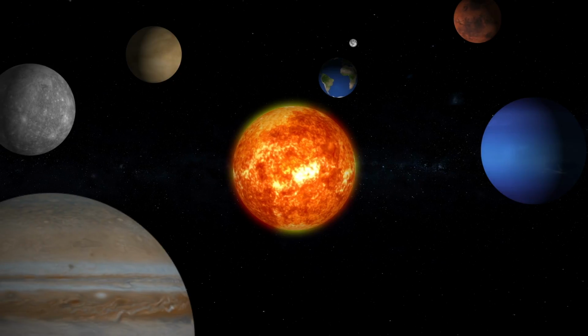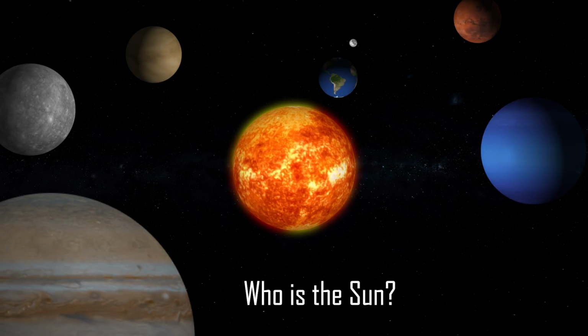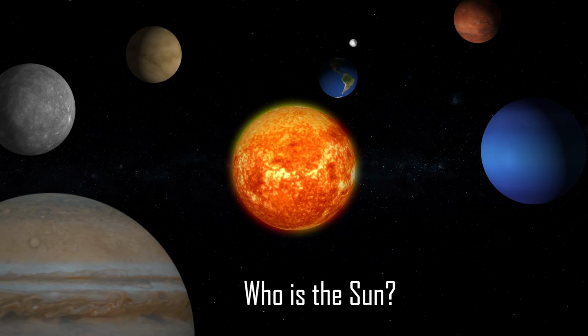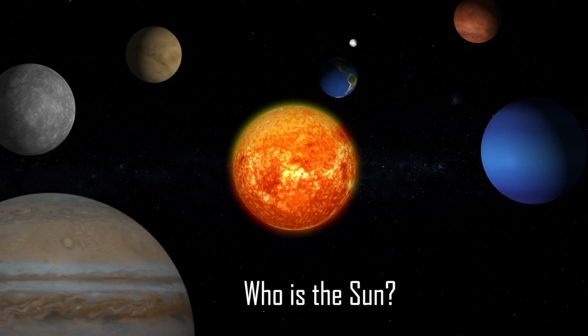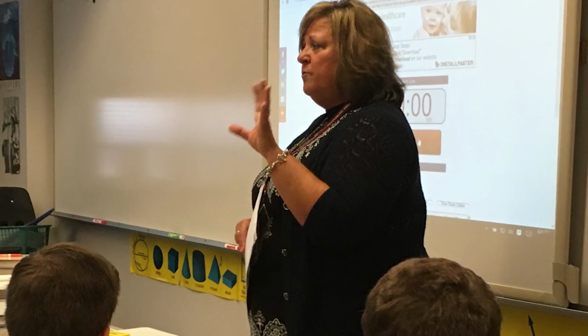Think of your classroom as a solar system. If that's the case, who is the sun? In our solar system, the planets orbit the sun. The sun is at the center, and the gravity of the sun keeps each of the planets in their orbit. In your own classroom, are you the sun?